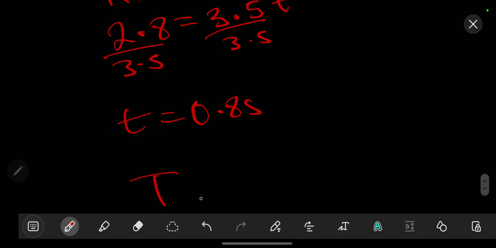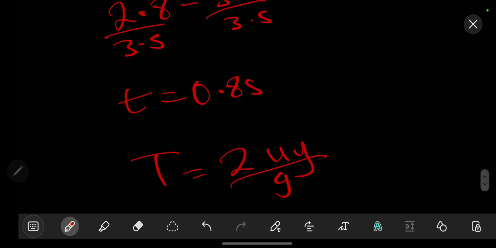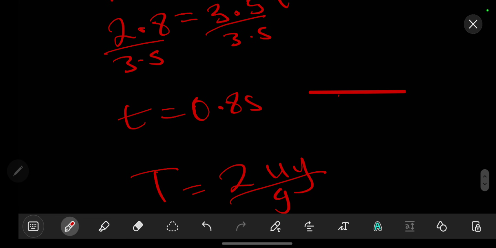Remember, you cannot find the flight time by saying 2 uy over g. This one cannot be used because it is not starting at the same point in terms of the y. So you only use this for symmetrical range. If we did this, it would not work.